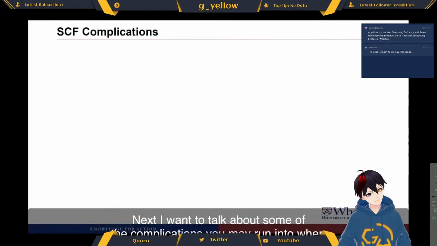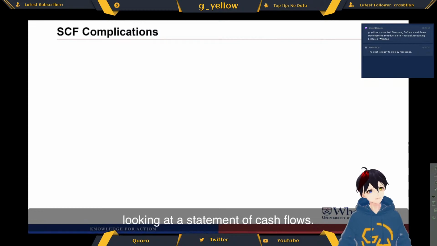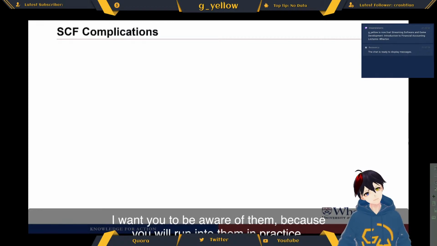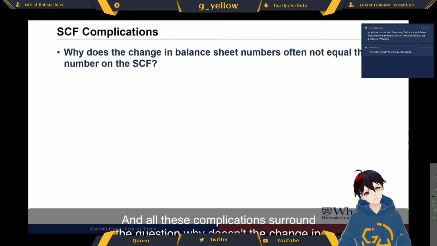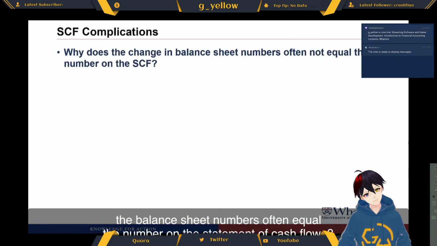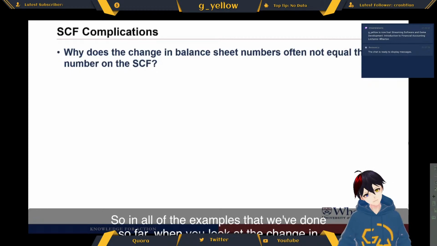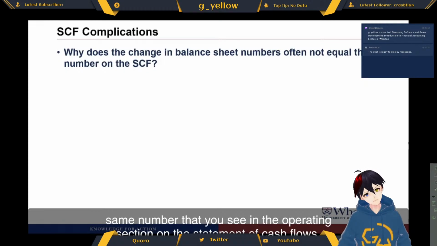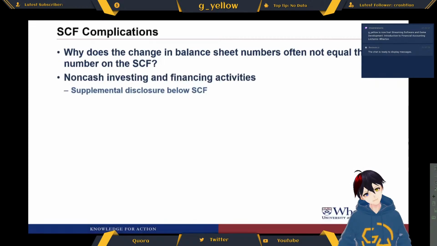Next, I want to talk about some of the complications that you may run into when looking at a statement of cash flows. These are not things that we're going to explicitly cover in the course, but I want you to be aware of them because you will run into them in practice. And all these complications surround the question, why doesn't the change in the balance sheet numbers often equal the number on the statement of cash flows? So in all the examples that we've done so far, when you look at the change in the balance sheet numbers for, say, accounts receivable, it's the exact same number that you see in the operating section on the statement of cash flows. But in real financial statements, you often see it's not the case for one of these four reasons.